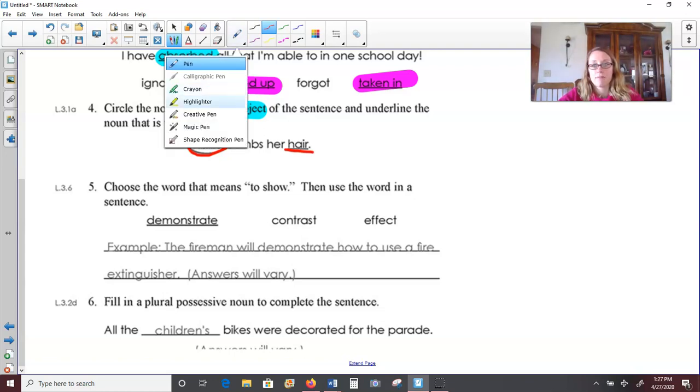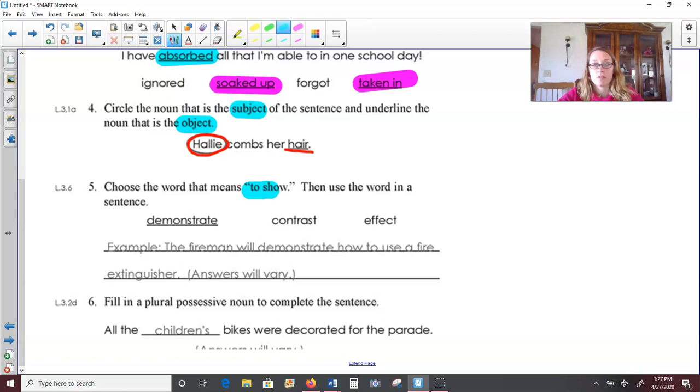Number 5, choose the word that means to show and use it in a sentence. We have demonstrate, contrast, and effect. Well, to show something means you're demonstrating it. You're doing a demo. And so they used it in a sentence by saying the fireman will demonstrate how to use a fire extinguisher. So he will demonstrate, he will show how to use a fire extinguisher.